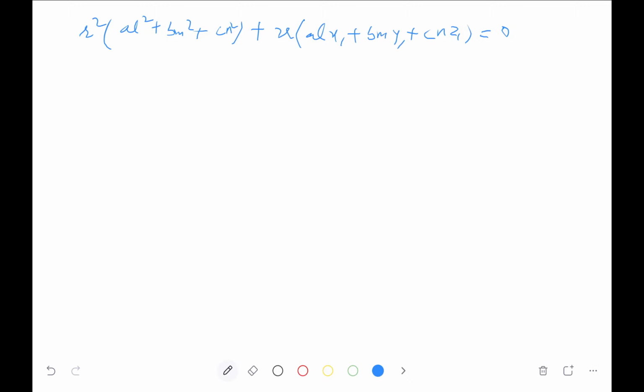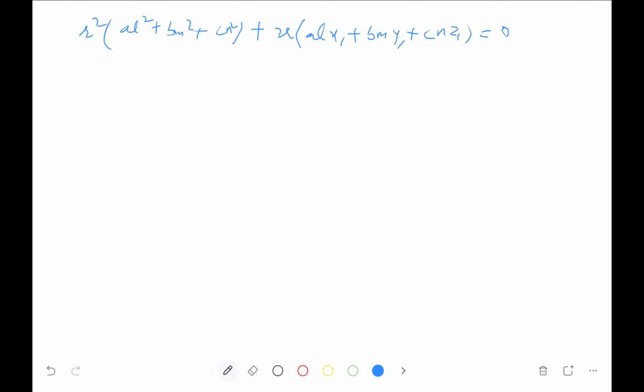We are given only x1, y1, z1, the point at which the tangent is to be found, and the constant ax square plus c from this conic. So what is the condition or equation? We want l, m, n to be eliminated from this equation: x minus x1 by l, y minus y1 by m, z minus z1 by n, each equal to r.